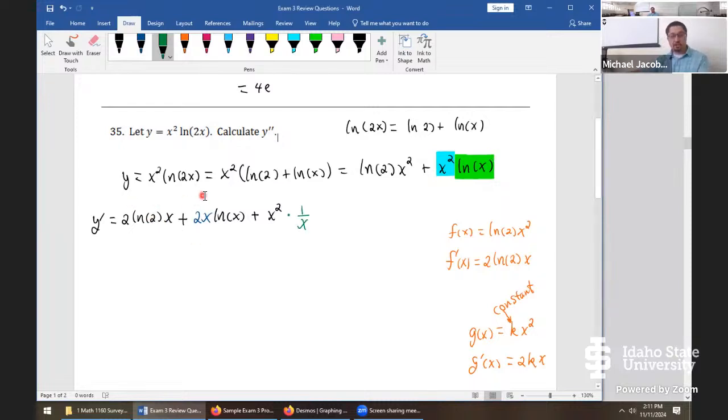Before we launch into y double prime, you want to simplify this all as much as possible. So on our next line, y prime is 2 natural log 2 x plus, let's see here, 2x natural log x. Nothing really massive simplifies there. Plus, from here we get just an x. So one more step and we'll have y double prime. Any questions so far, folks, on this line?